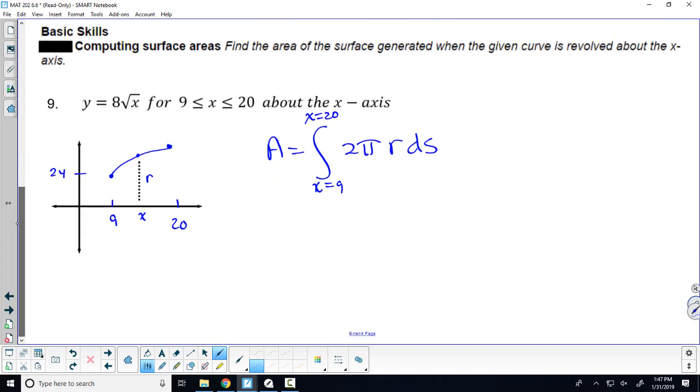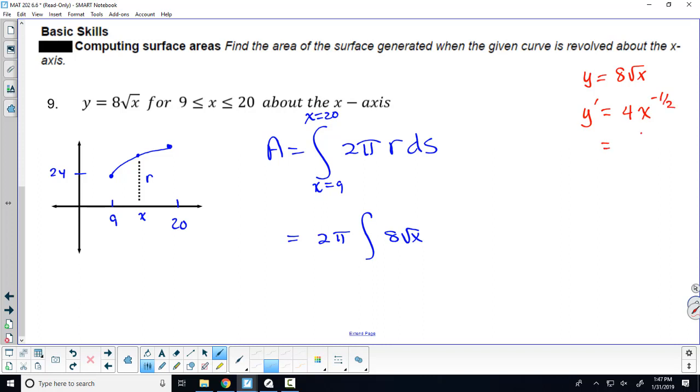All right, so let's go ahead and put in our radius. Our radius is the function, 8 root x. And now we have to do the ds thing. Now we do the whole arc length thing that we did in the past. To find arc length, let's come off to the side. If we have y equals 8 root x, y prime is going to be 4x to the minus 1 half, or you could write that as 4 divided by square root of x.